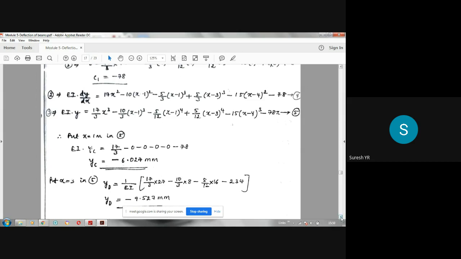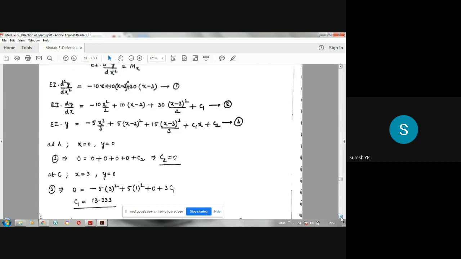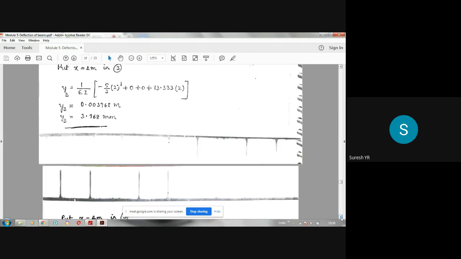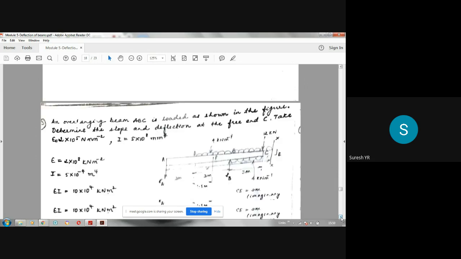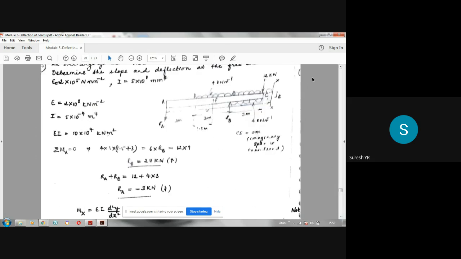One more problem I will explain with partial UDL. So you should look at partial UDL carefully. Moment is done, partial UDL is done. So see this problem. Yeah, this is partial UDL.